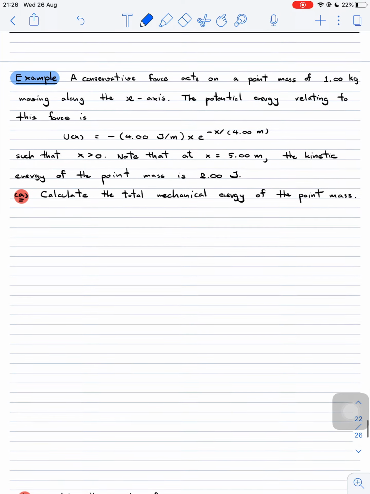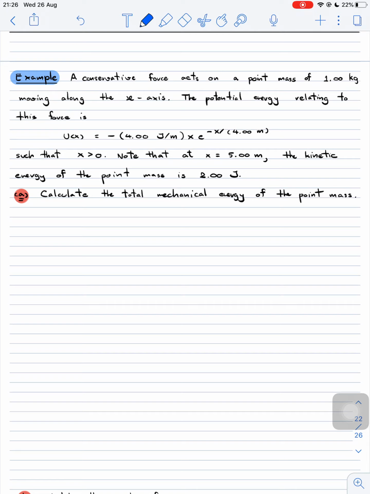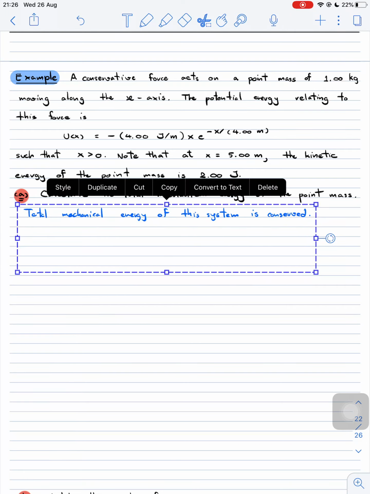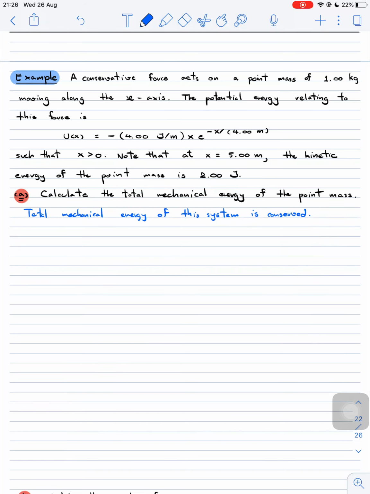Let me just write down first: the total mechanical energy of this system is conserved. So then we have E, the total energy, equal to the kinetic energy plus the potential energy.